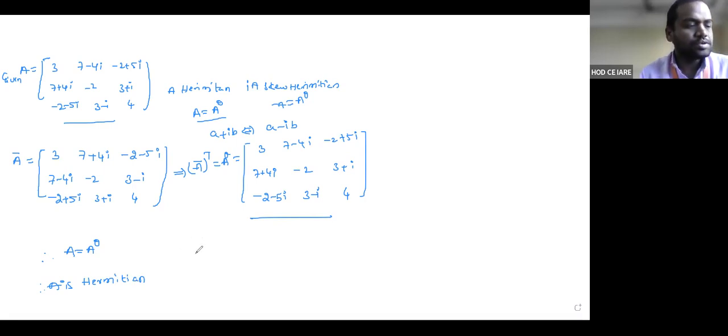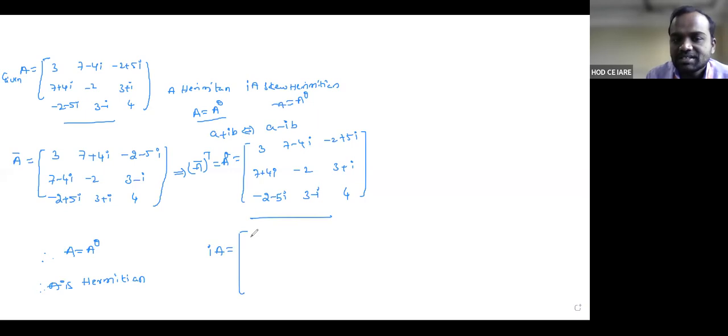iA is skew Hermitian. So iA is nothing but the matrix A multiplied with i. So i into A, what do you get? ఏమొస్తుంది చెప్పండి. మనకి A మ్యాట్రిక్స్ ఏంటి నాన్న: 3, 7 minus 4i, minus 2 plus 5i; 7 plus 4i, minus 2, 3 plus i; minus 2 minus 5i, 3 minus i, 4. This is multiplying with i.